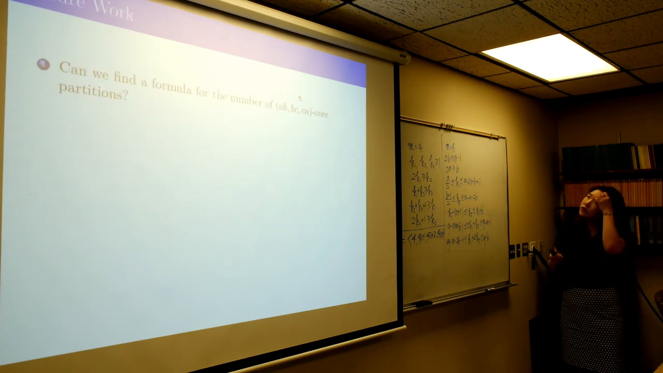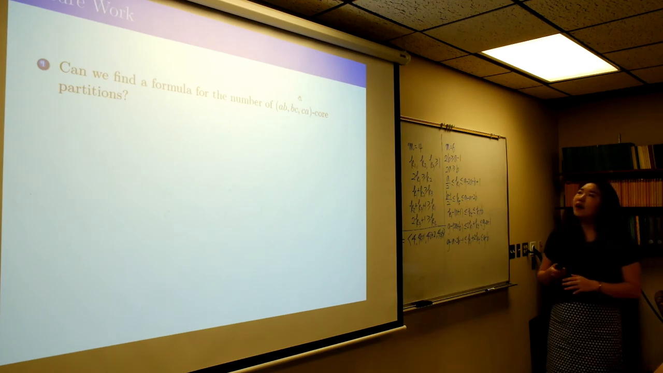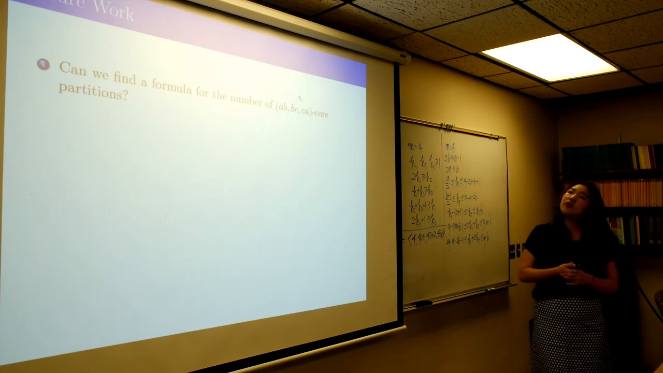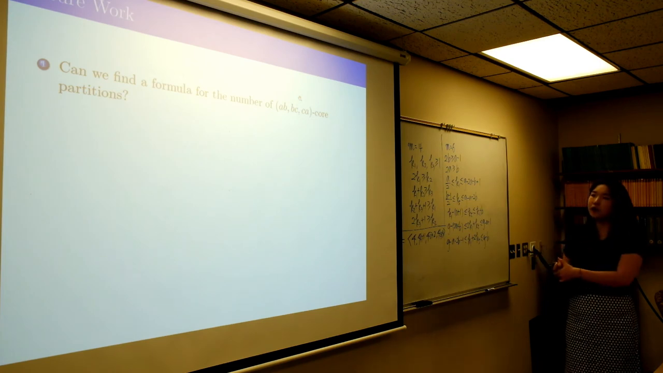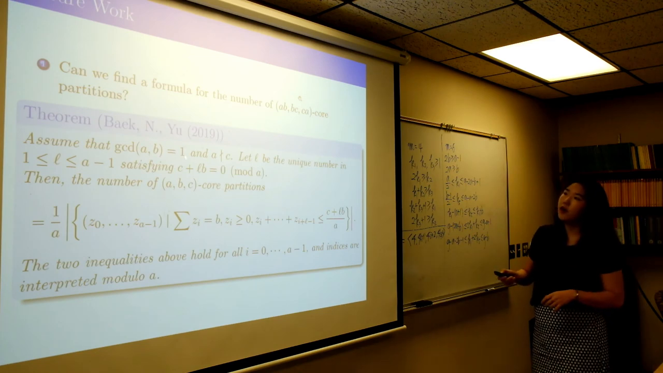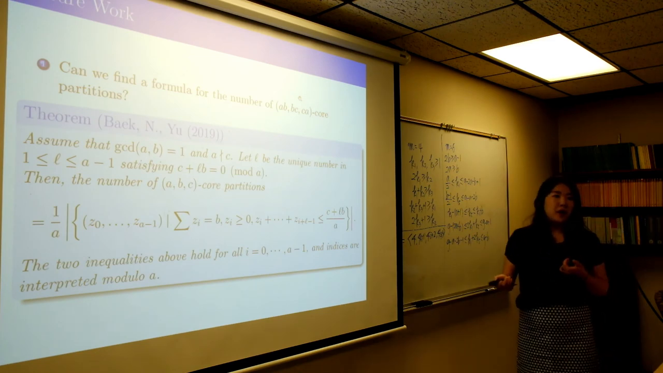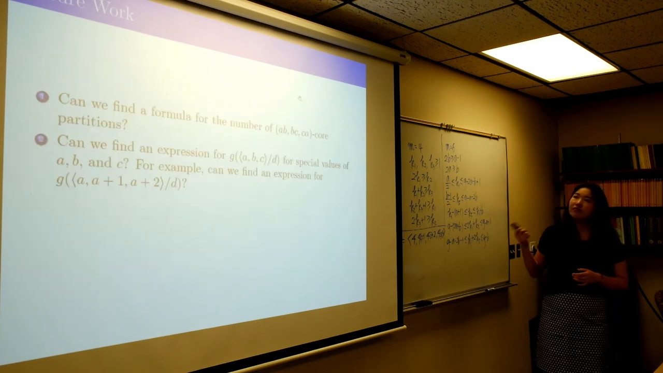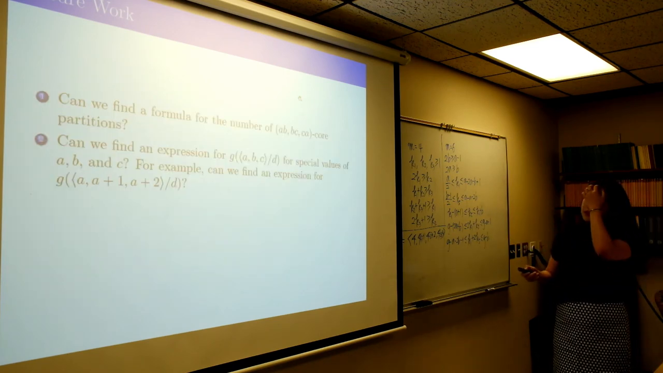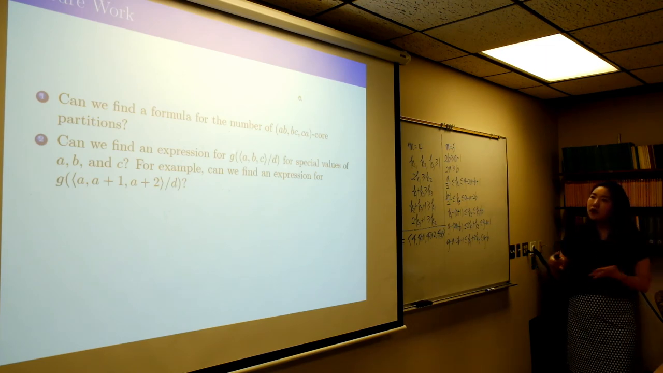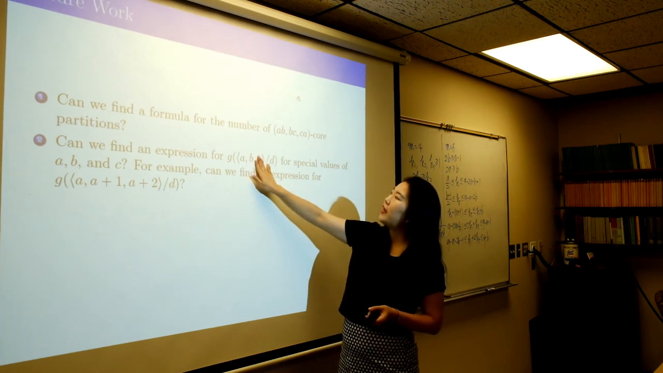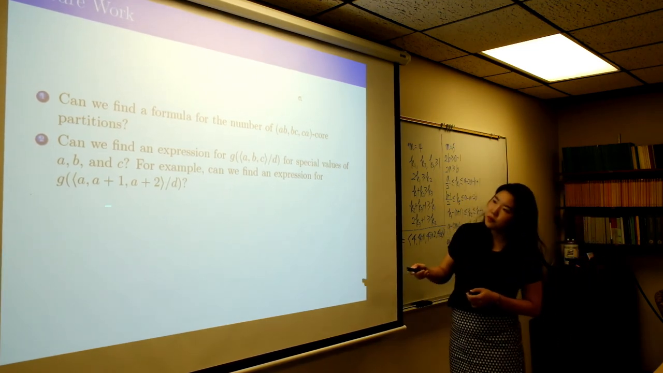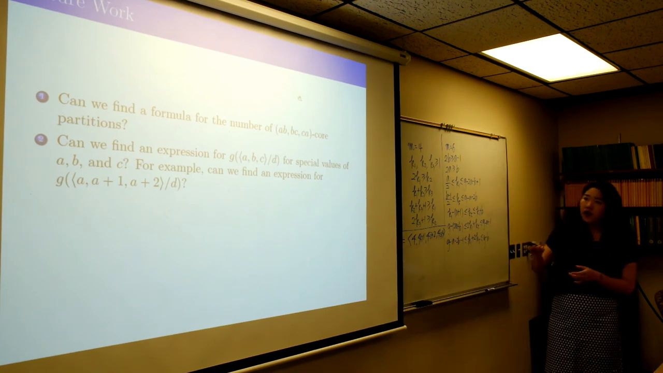So another, this is the last part, future work. I mentioned the formula for the number of core partitions (A, B, C), but then can we find the formula for the number of (A, B), (B, C), (C, A) core partitions? And this is a different case than what I found, because for this case, I assumed that A and B are co-prime, but then for this case, (A, B) and (B, C) are never co-prime. And regarding the question of (A, B, C), we only found a formula for G of (A, B) quotient by D, and what happens if we add more terms in here? So, for example, can we find a nice formula for this particular case?